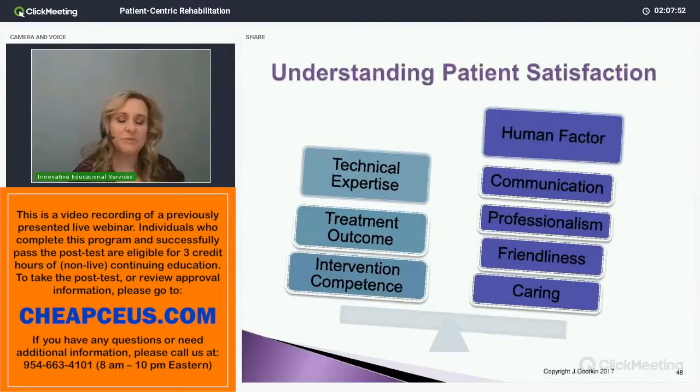In order to understand patient satisfaction, we need to look at the components of it. On one side, we have all that technical skill, outcomes, and intervention competence. Yes, that has to happen. I'm not saying it doesn't, because it does. What we need to add into that, in a little bit more of a conscious way, maybe not. I'm not saying we're not doing it.